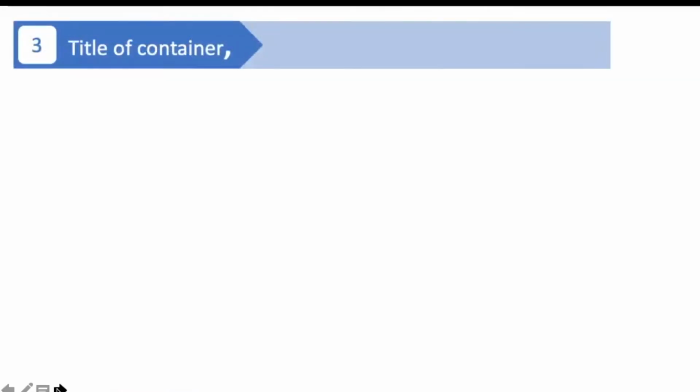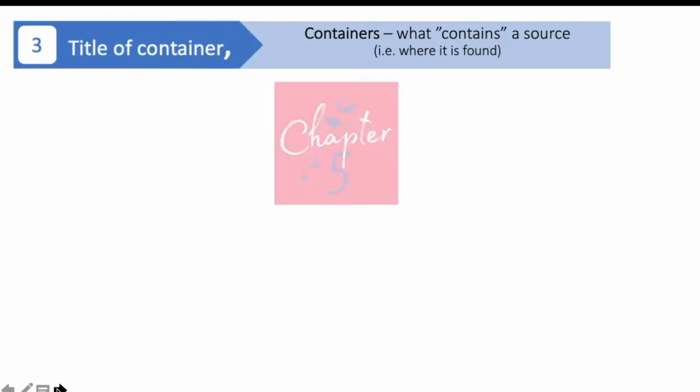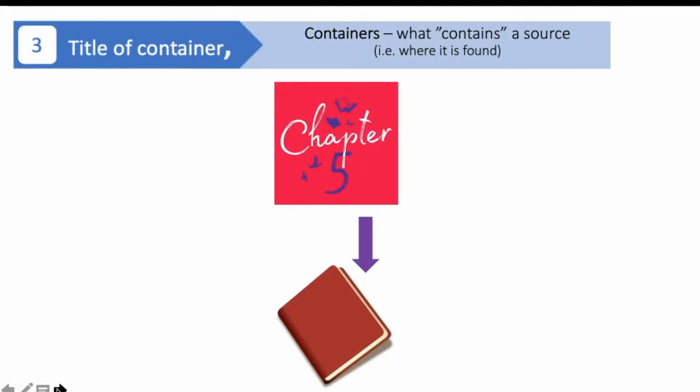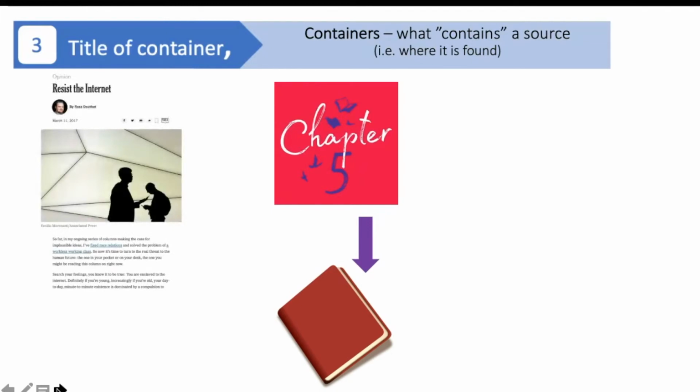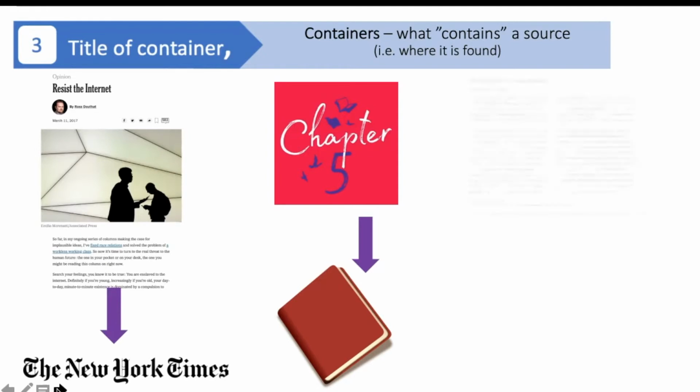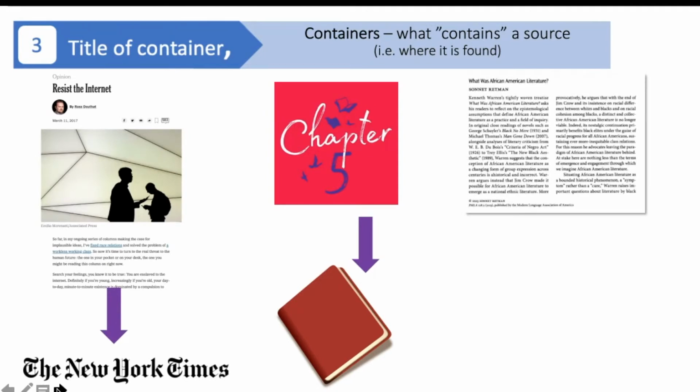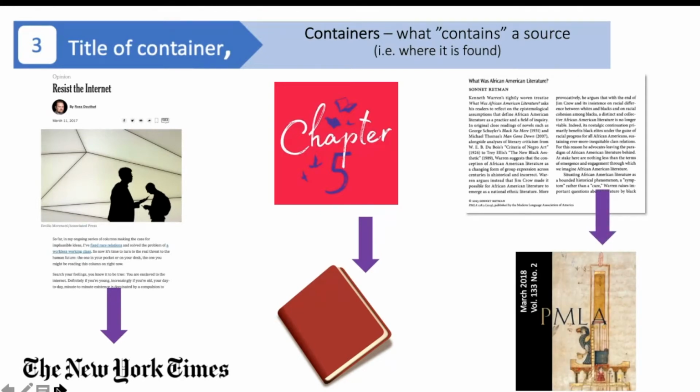I want to talk a little bit more about number 3, the title of the container, because I think it is the most confusing. By a container, what MLA is referring to is what contains the source, or where it is found. Let me give you a couple of examples. In the case of a book chapter, the container is the larger book. In the case of a web page, the container is the larger website. And in the case of a published scholarly article, the container will be the journal where that article was published.